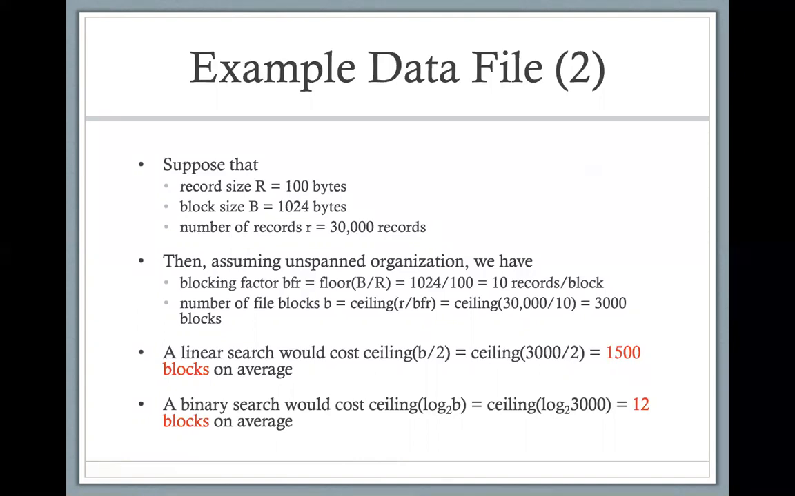Then assuming unspanned organization. What does unspanned organization mean? It means that a record cannot span multiple blocks. So we might have to leave some empty space inside blocks because a record cannot fit completely in it, and we just move to the next block. You can't have a record spanning multiple blocks at the same time. Every record is in one block. That's what I mean by unspanned organization. Okay, so we're going to calculate a few numbers that help me identify the number of blocks that satisfy the previous query.